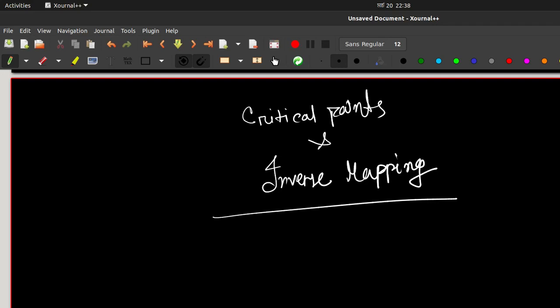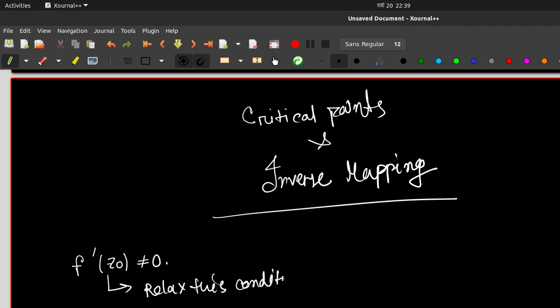Now, in today's lecture, we are going to talk about critical points and inverse mapping. In our past lecture, we saw that we could do this conformal mapping if at a certain point the derivative of the mapping, f prime of z naught, at a particular point, is not equal to 0. This was the previous criteria. However, today we want to relax this condition.